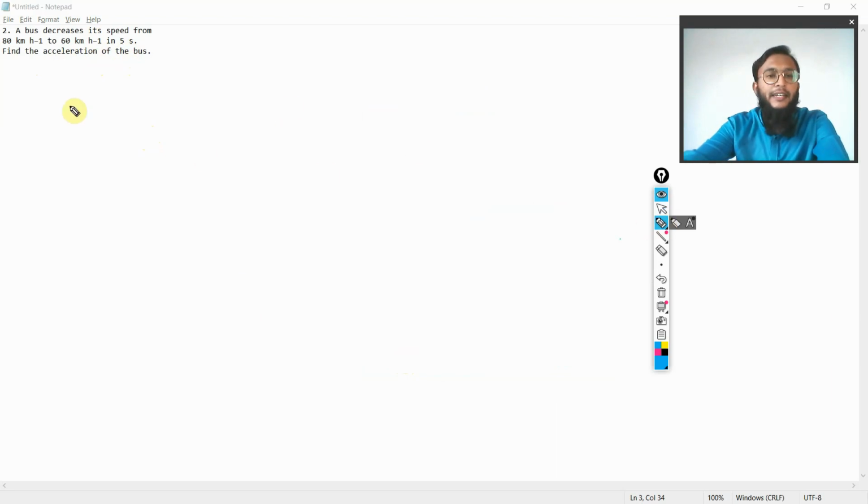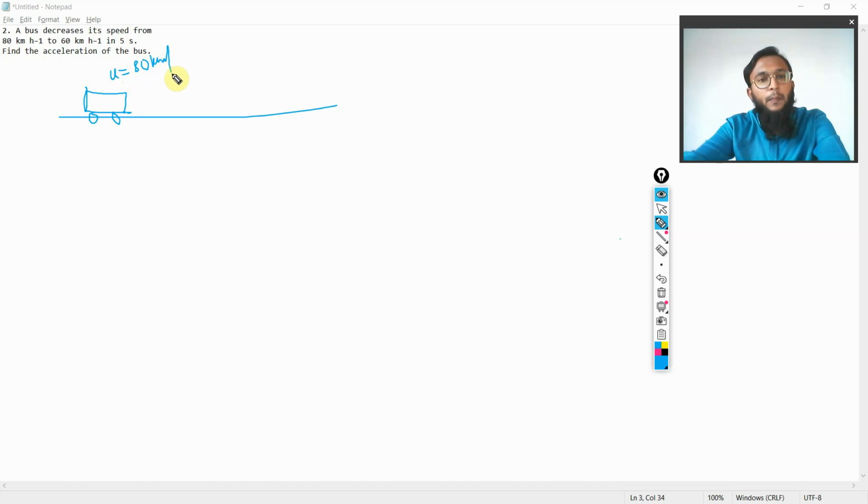So let's write the given data for this example. Before writing it, let's try to understand the problem. The problem is clearly saying there is a bus which was running with a speed of 80 km per hour. So this is the initial velocity. What is the initial velocity? 80 km per hour. Alright, and what happens to this bus? This bus decreases its speed. So it applies the brake maybe, and its speed has decreased to 60 km per hour. So this is now the final velocity, 60 km per hour. Alright, that all happens in just 5 seconds.